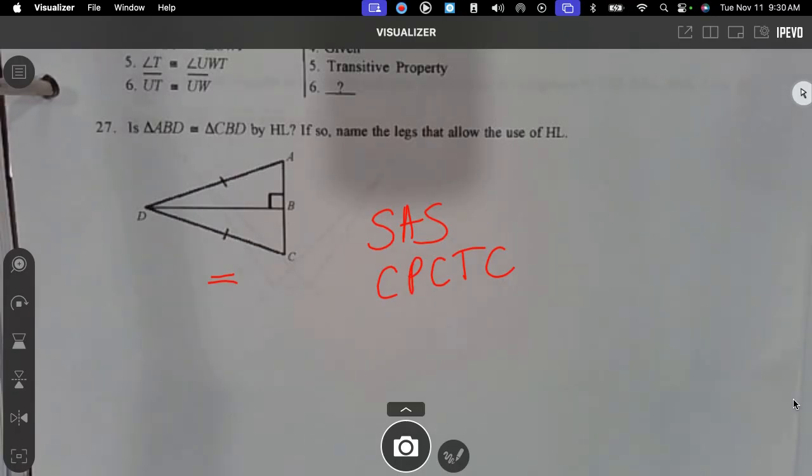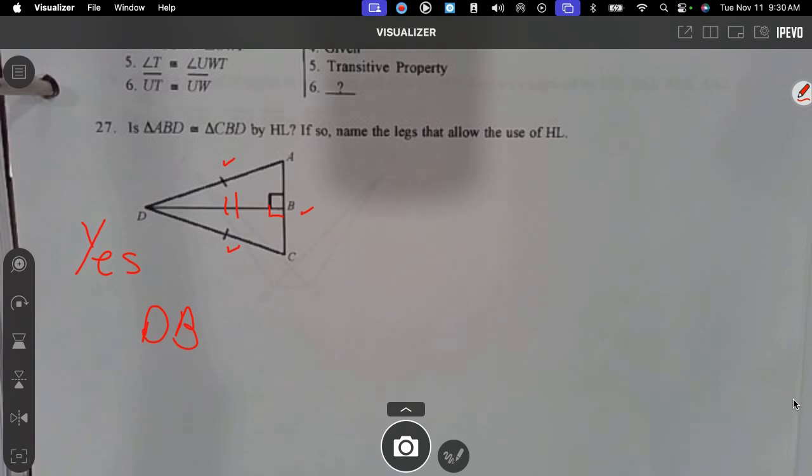So what do we have? Do we have the 90-degree angles? Check. Got the 90s. Do we have the hypotenuses are equal? Check. We got those. So what leg allows us to use hypotenuse leg? What leg is the same? Do y'all see a leg that's the same? What is it? What leg is that? What are their letters? DB. So yes, DB. There you go.